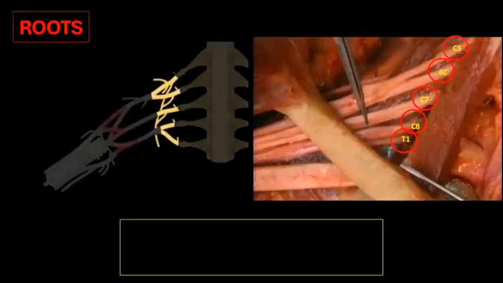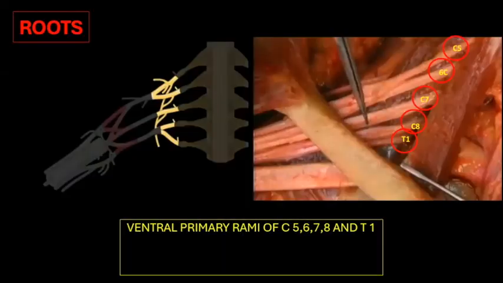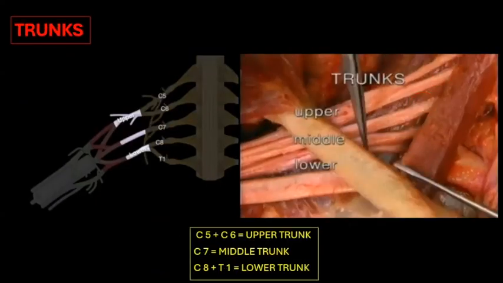Roots are formed by the ventral primary rami of cervical 5th, 6th, 7th, 8th, and thoracic 1st. When it is combined with C4, it is prefixed; with T2, it is postfixed. These primary rami unite to form three trunks. C5 and C6 join to form the upper trunk, C7 forms the middle trunk, and C8 and T1 form the lower trunk.